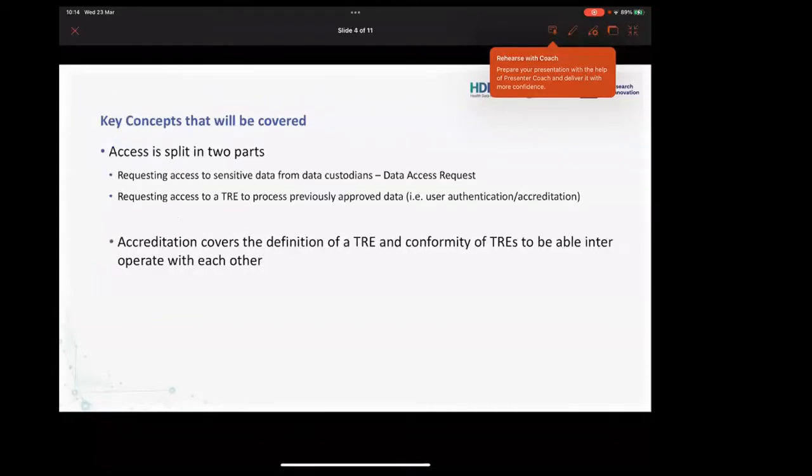So the 2 key concepts that will be covered today, and I've purposely split this into 2, are access and accreditation. Access itself is split into 2 parts. The first one is around requesting access to sensitive data. What that means is when a researcher would want to access a particular sensitive data set, they need to submit an access request. How can we standardize and simplify that researcher's journey so that they can prove they're trustworthy based on the research credibility that they have, the kind of research that is of public benefit, the data that they're accessing, where they're accessing, and what outputs they're going to be generating.